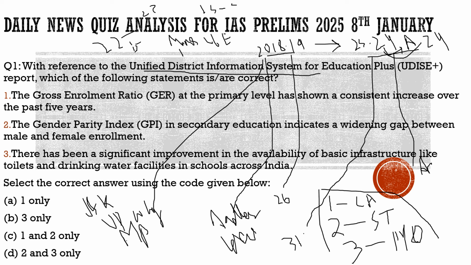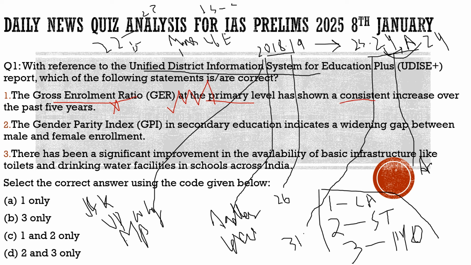Here the question says, the gross enrollment ratio at the primary level has shown a consistent increase over the past 5 years. Totally incorrect, because we are seeing that the gross enrollment ratio has decreased. It is very much fluctuating. It is not consistently decreasing, neither is it consistently increasing. It is fluctuating. So if any statement related to this shows the word consistent, then always with respect to this report mark it incorrect. So with respect to this question, the first statement is incorrect.